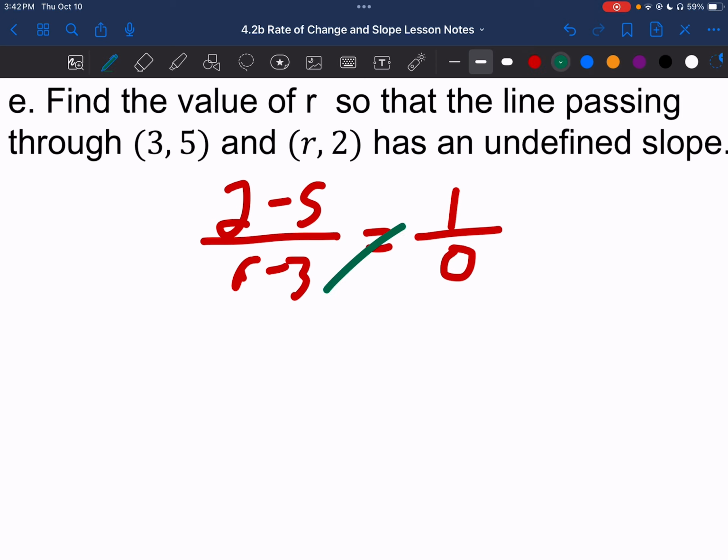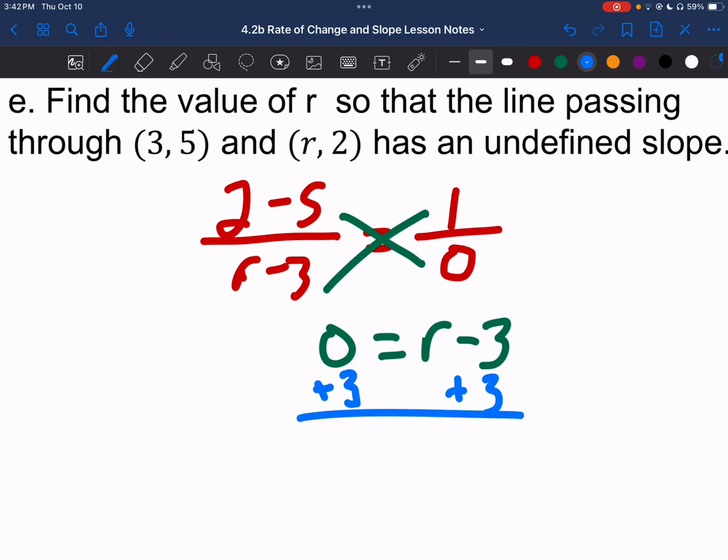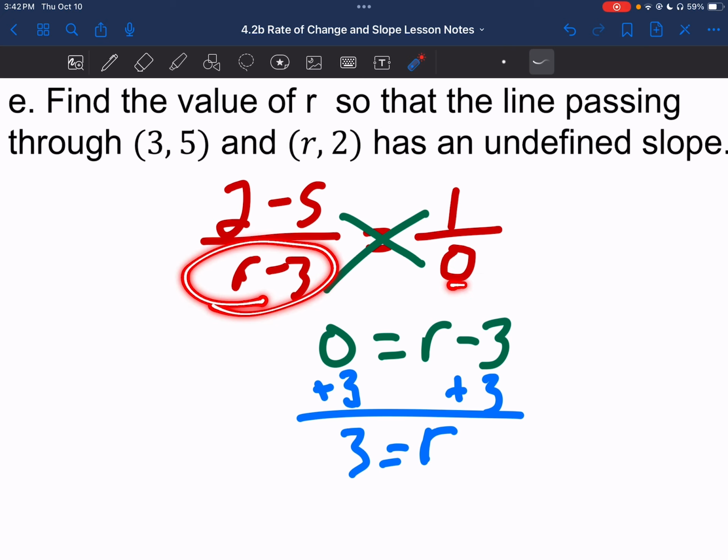So now let's cross multiply. Anything times 0 is 0, and r minus 3 times 1 is r minus 3. And now all I have to do is add 3 to both sides. And I get 3 is equal to r. Now, my students in class earlier today pointed out the fact that all we need to do is get that denominator to equal 0, and we will have our value for r. And we just set r minus 3 equals 0, and you find that r is equal to 3. Either approach is going to get you to the same answer.